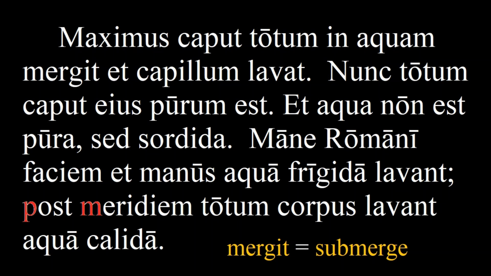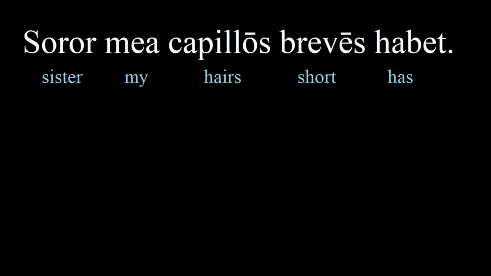Let's use some of the words we just learned. Recalling that brevis is a third declension adjective, try to say, my sister has short hairs. Soror mea capillos breves habet. It's kind of weird, isn't it? Capillos is second declension and breves is third declension, so the endings don't look alike, but they match in the sense of both being the plural masculine accusative form.